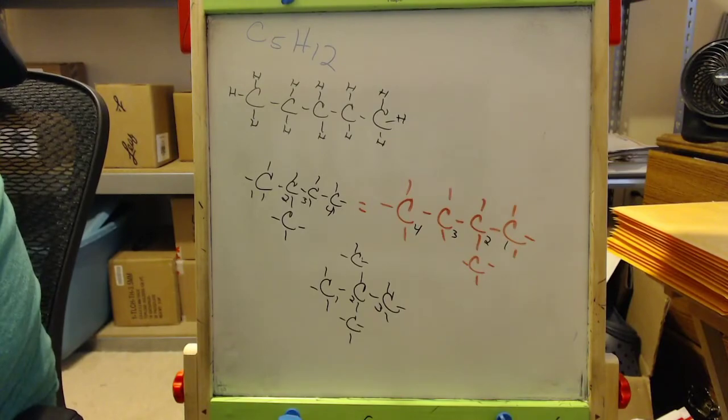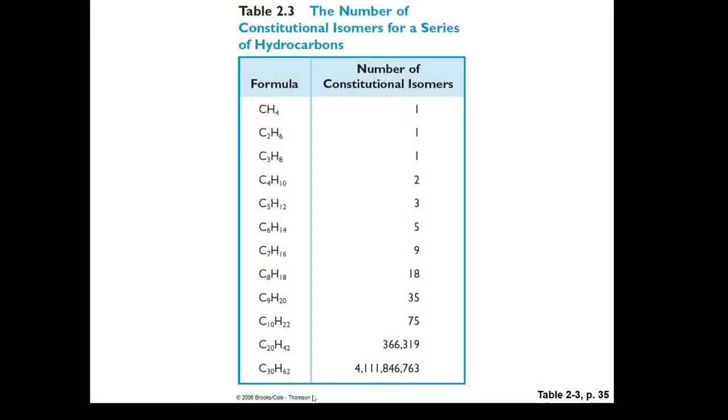All right, then what I want you to try for homework is draw all 4,111,846,763 isomers for C30H62. All right, sound good? If you start now, you might be done by the end of the year. But what you could try, if we're being realistic about it, you can try these two right here. These two are fun. And I know my idea of fun is way different than your idea. But these will take you a little bit of time to think about.